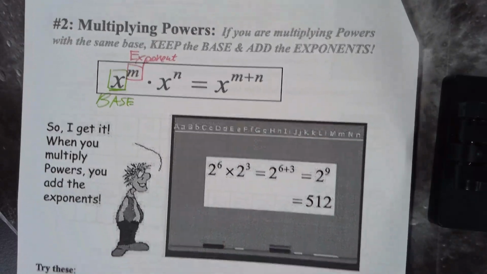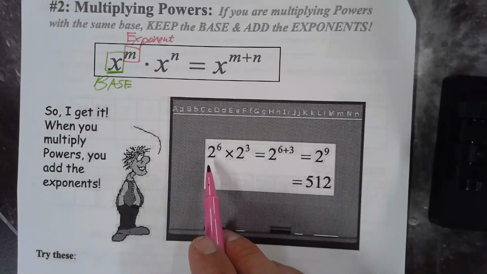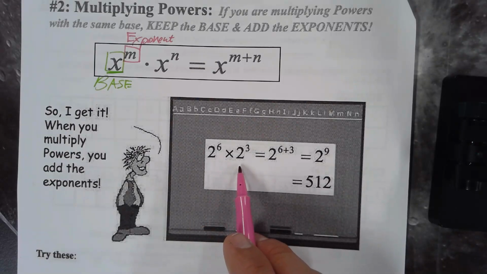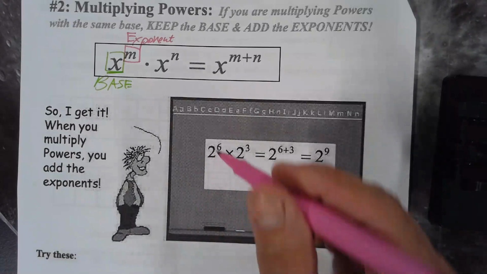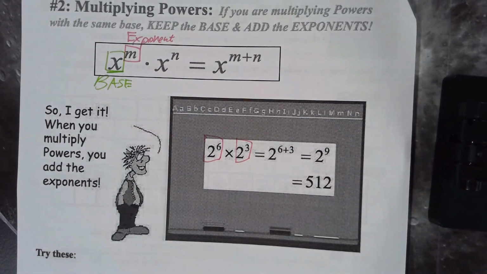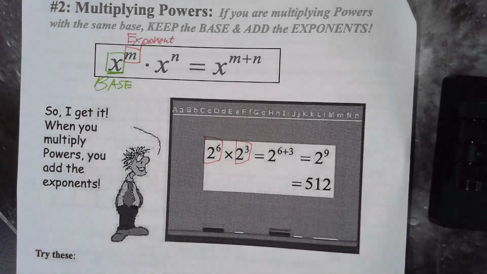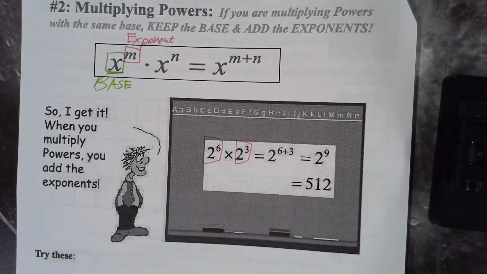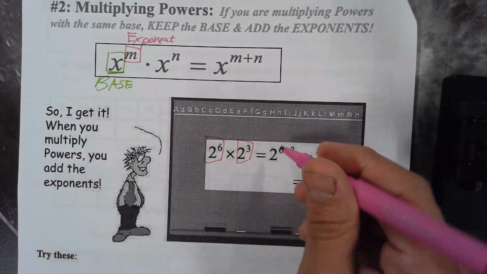So what the heck does this mean? Let's look at an example of what multiplying exponents looks like. Here we have 2 to the 6th times 2 to the 3rd. When we multiply these two terms together, when I say terms, I mean this term and this term, we add the exponents. We can only add the exponents because they have the same base. What is the base on these two powers here? 2. Because both terms have a base of 2, we can add the exponents. So 2 to the 6th times 2 to the 3rd equals 2 to the power of 6 plus 3.